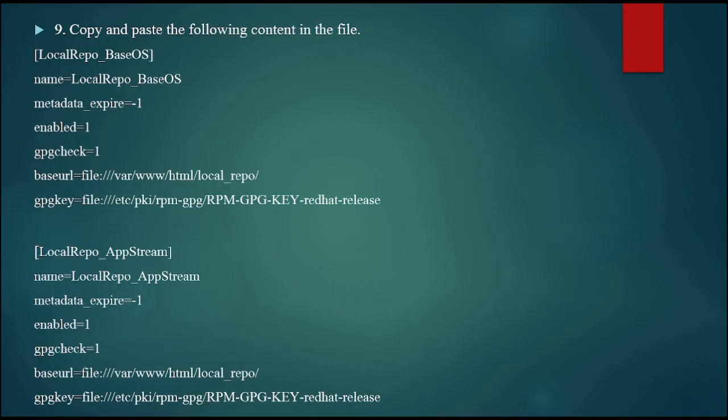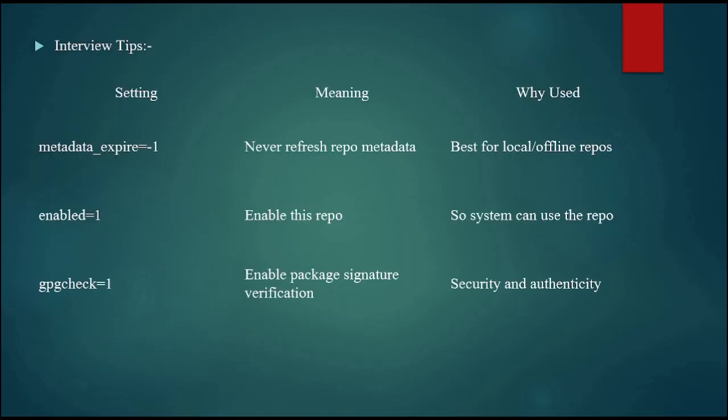This is the repository ID. Name: local_repo_AppStream. metadata_expire=-1, enabled=1, gpgcheck=1, baseurl=file:///var/www/html/local_repo. gpgkey=file:///etc/pki/rpm-gpg. That is our GPG key file. After that, save that file with the wq command.